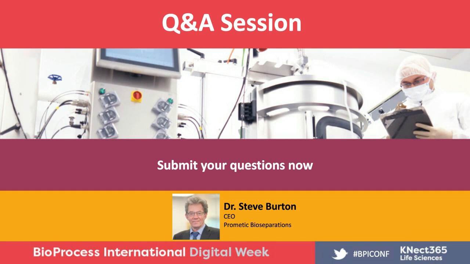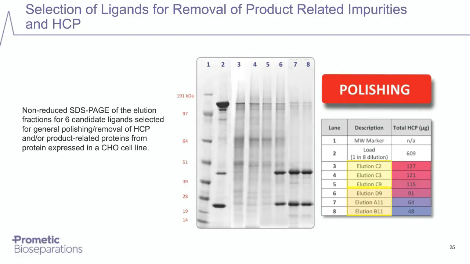So if we look at, I'm just going to select one of the slides here. So if we see this particular slide I showed earlier, if you look at row 6 there, that particular ligand is doing exactly that. So it's removing HCP and it's removing product-related impurities from a CHO antibody. So I think it's an IgG1 antibody producing CHO cell line. So that's an example of doing exactly that.